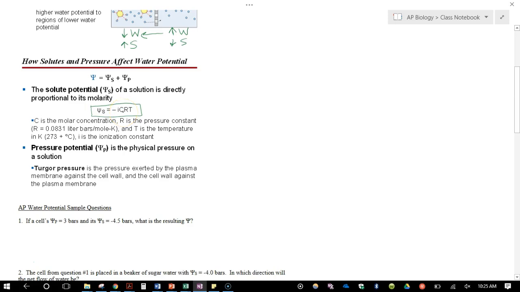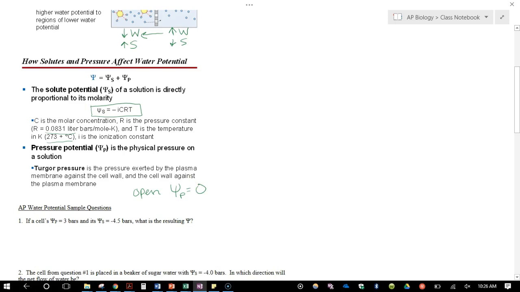C would be the concentration, the molar concentration. R is our pressure constant, which is always going to be this value right here. And then T is going to be the temperature in Kelvin, so that's 273 plus the degrees Celsius. Pressure potential is physical pressure on the solution. In most cases, though, in an open beaker, your pressure potential is actually going to be 0, because solutions that are exposed, that are open, like an open beaker, your pressure potential is going to equal 0.